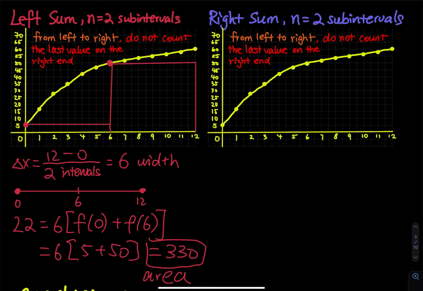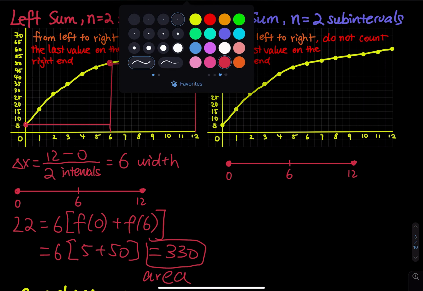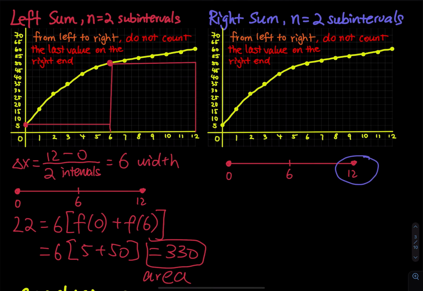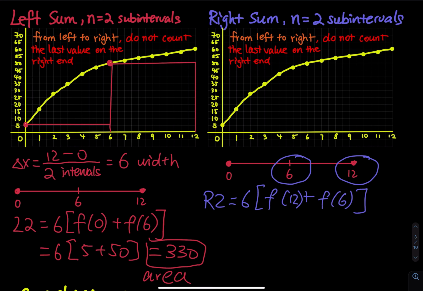And then for R2, we are going to use the copy and paste technique. For the right sum, we will be taking from right to left. That's all we have to take. So R2 equals delta x times f of 12 plus f of 6. That's it. So f of 12, we have right over here, and then we extend this all the way to 6. We line up with the 6, and then from 6 we have that, and then we extend all the way to 0.